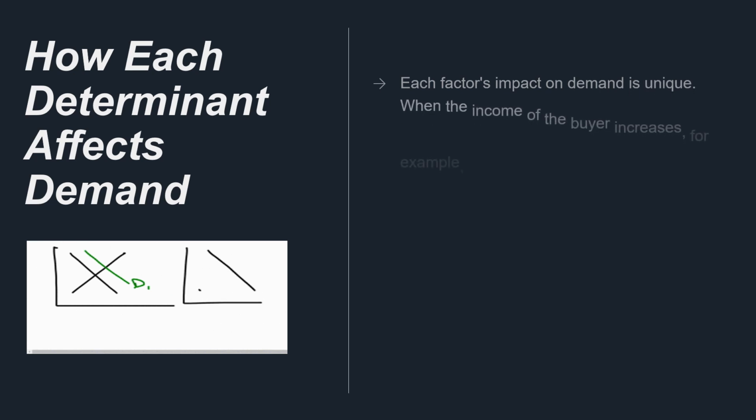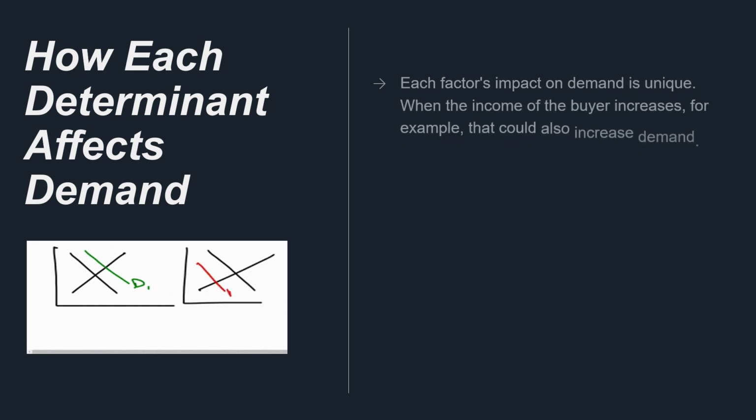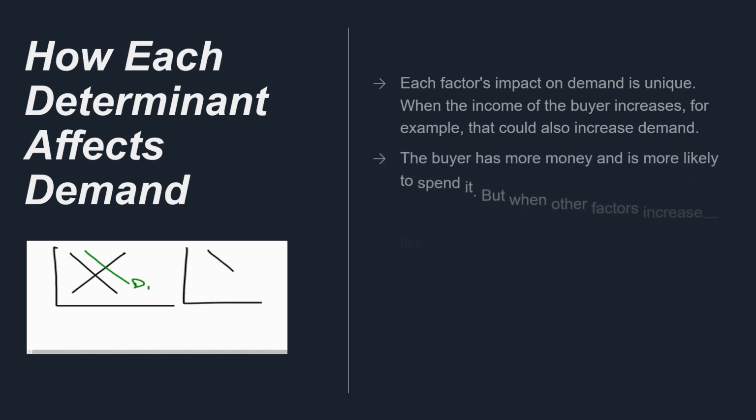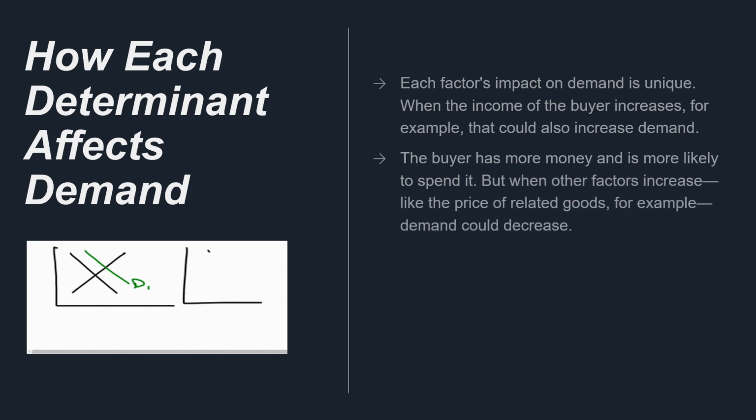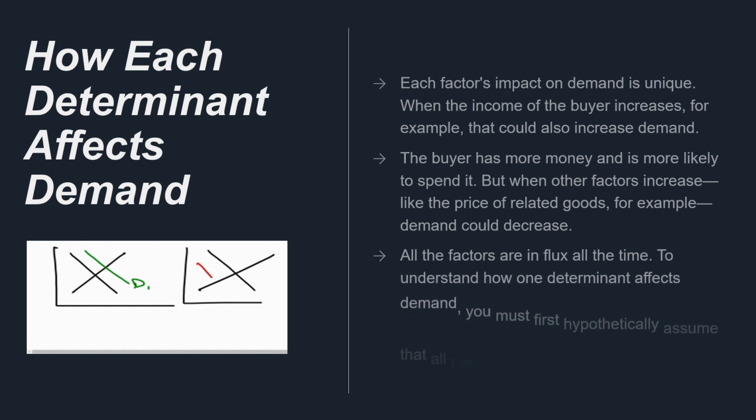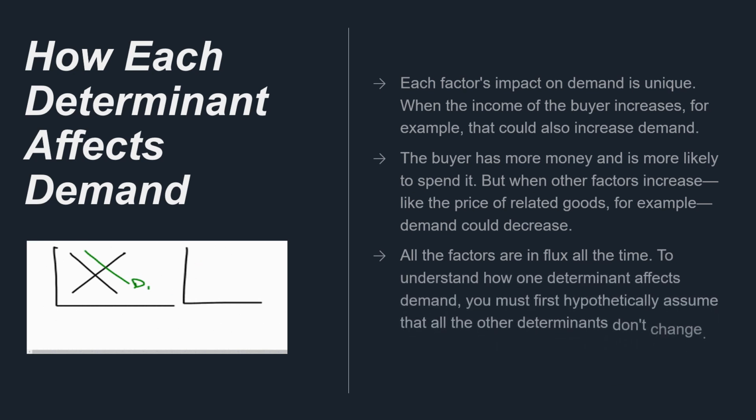How each determinant affects demand. Each factor's impact on demand is unique. When the income of the buyer increases, for example, that could also increase demand. The buyer has more money and is more likely to spend it. But when other factors increase, like the price of related goods, for example, demand could decrease. All the factors are in flux all the time. To understand how one determinant affects demand, you must first hypothetically assume that all the other determinants do not change.